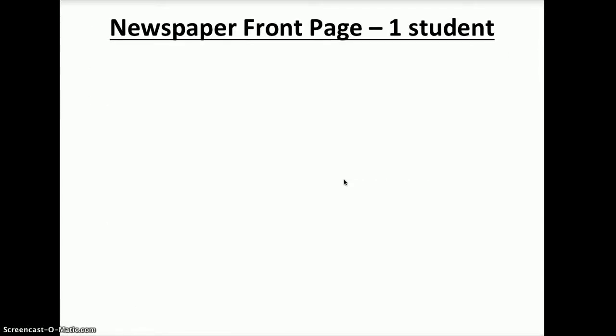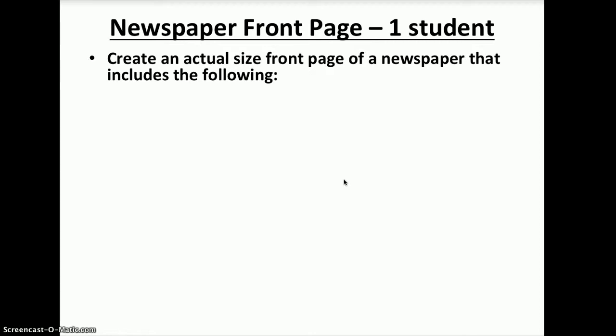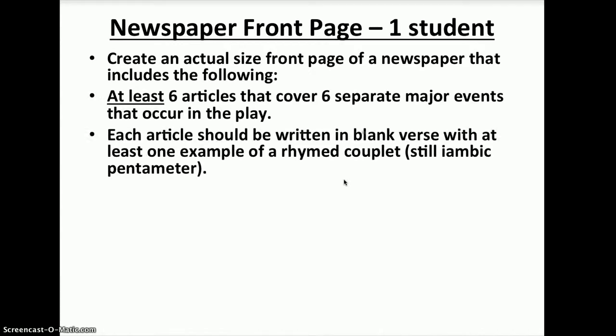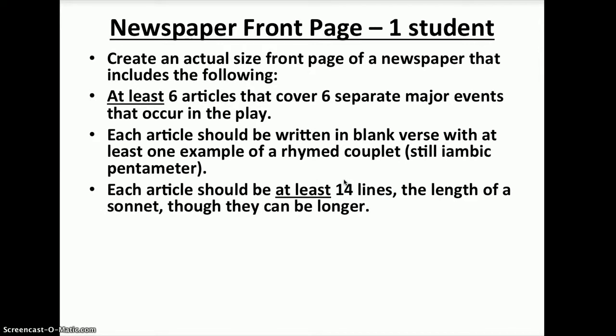A newspaper front page. Include an actual size front page of a newspaper, so big, it's not just a sheet of paper, 8 by 11. It includes the following: at least 6 articles that cover 6 separate major events that occur in the play. Each article should be written in blank verse with at least one example of a rhymed couplet, which is still going to be in iambic pentameter. So each article should be at least 14 lines, which is the length of a Shakespearean sonnet, though they can be longer.